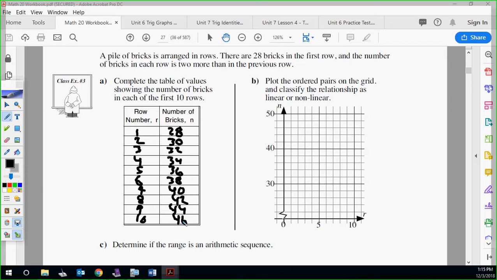Okay, and we're going to plot these ordered pairs just on a grid here. So we're going to plot 1 at 28. They have a line break for us, but they are going by 2s here. So 1 is 28, 2 is 30, 3 is 32. So you can see it's just going up linear like this.